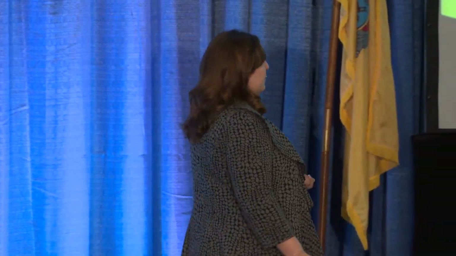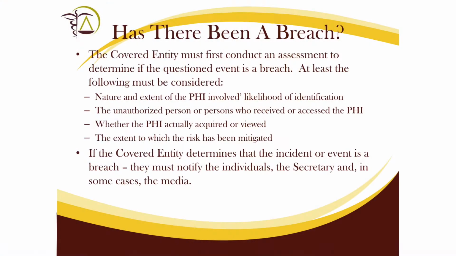Has there been a breach? Okay. This is your breach analysis. You have to conduct an assessment to determine if the incident in question is a breach. And the following items have to be considered. This is your four-prong test. The nature and extent of the PHI involved and the likelihood that the patient can be identified. The unauthorized person who received or accessed that PHI. Whether it was actually accessed or viewed, and the extent to which the risk has been mitigated.